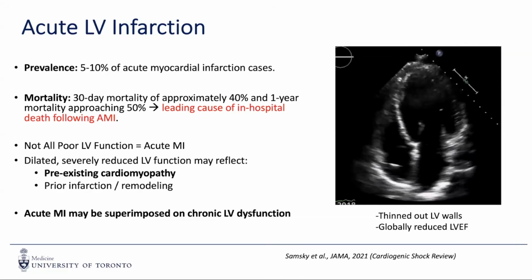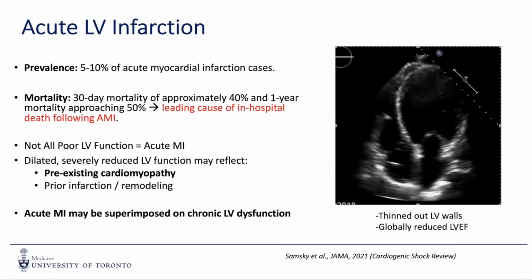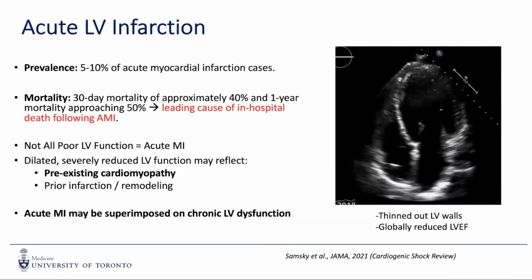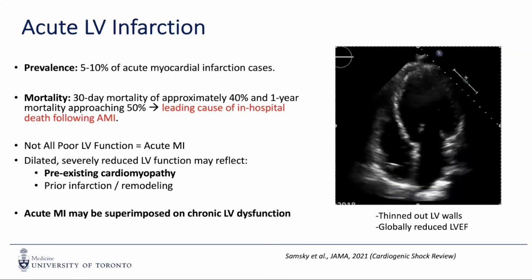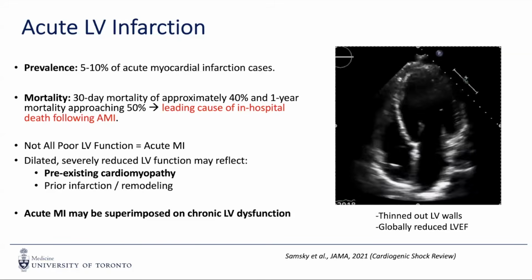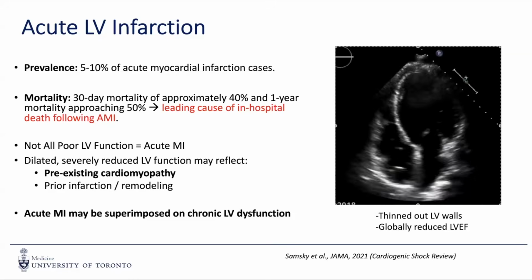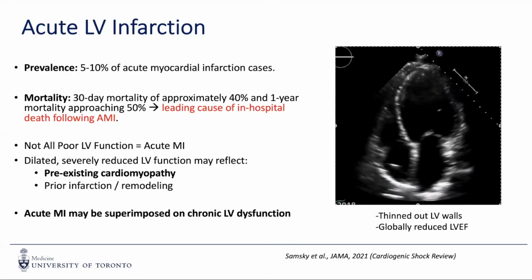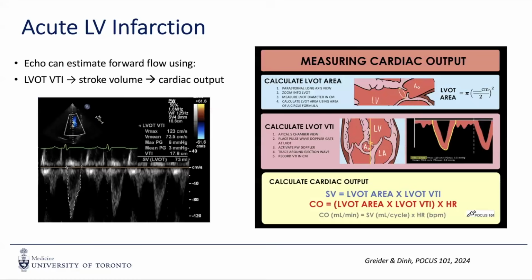The teaching point about acute LV infarcts and how to pick them up on echo is that while yes, it can sometimes happen acutely, a lot of those patients that present with acute LV infarcts and cardiogenic shock actually have pre-existing cardiomyopathy. You can see here on the example on the right how the LV is dilated, how the walls are thinned out, and how the EF is globally reduced. So a lot of times it's helpful to know whether there's a history of pre-existing cardiomyopathy, where in that case the acute MI possibly acted as an acute event that tipped them into acute LV dysfunction and cardiogenic shock.